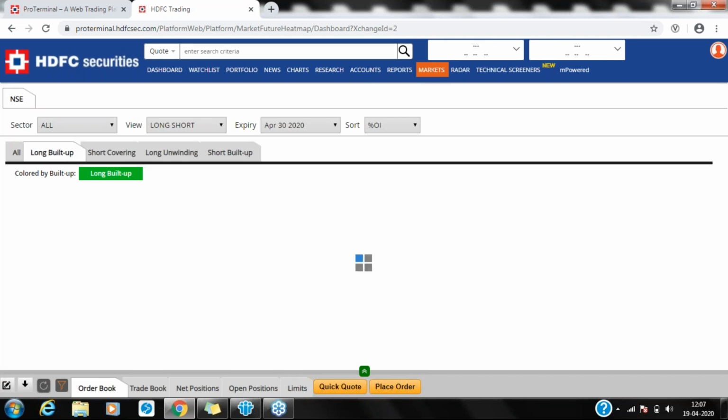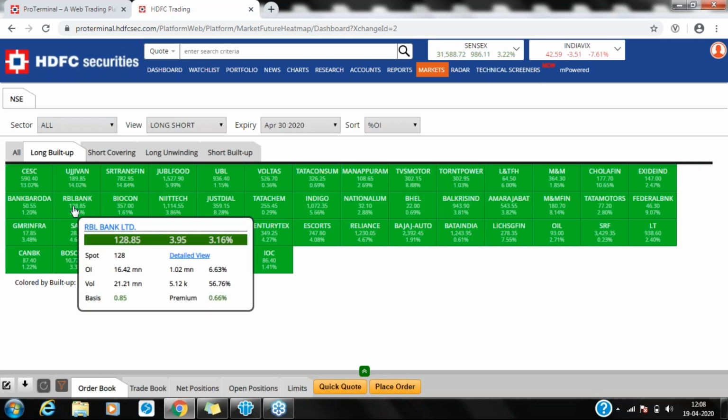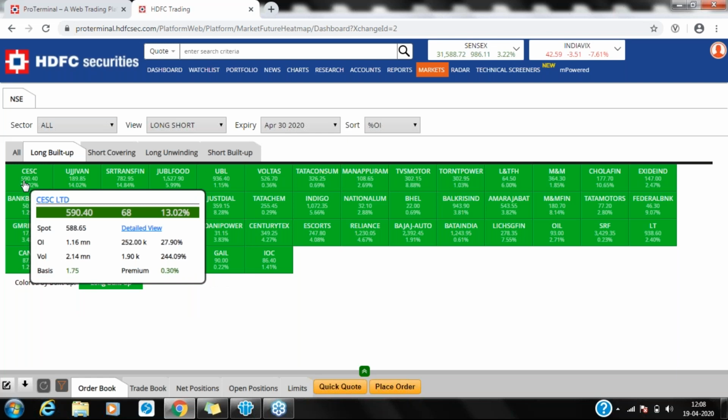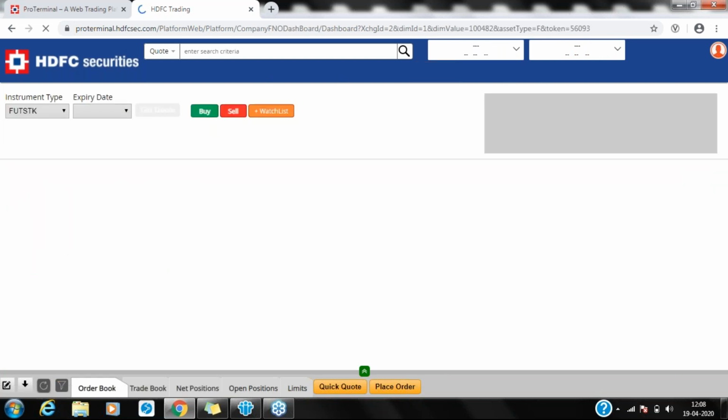What you can do is open a chart separately in a different icon, and whatever stock you want to study or do a technical analysis on, you can directly write the name and open that stock. Or you just click on the stock and the stock page will open up, and then you can go to the stock chart. So these are the two ways by which you can open the technical chart of an option stock.